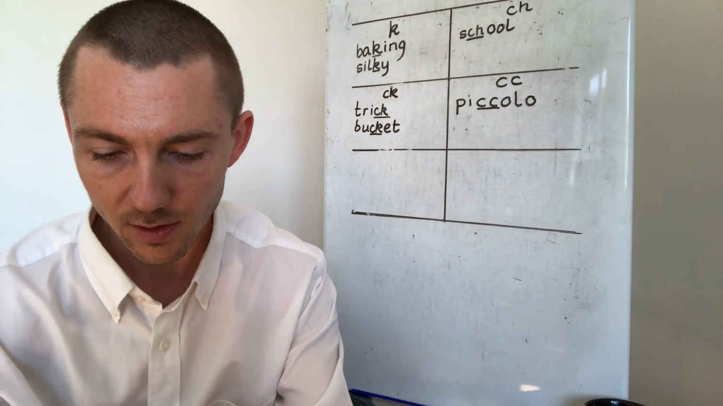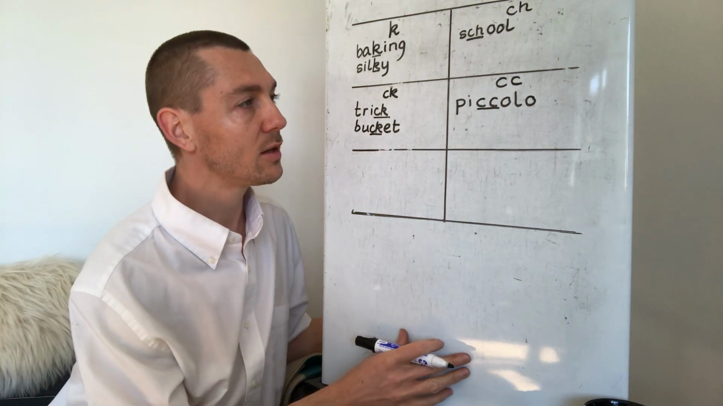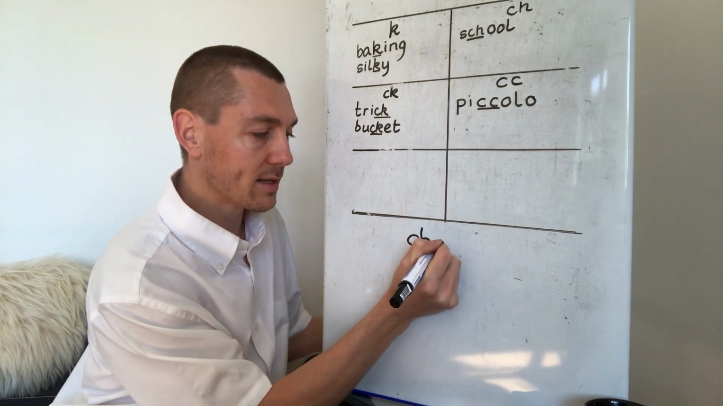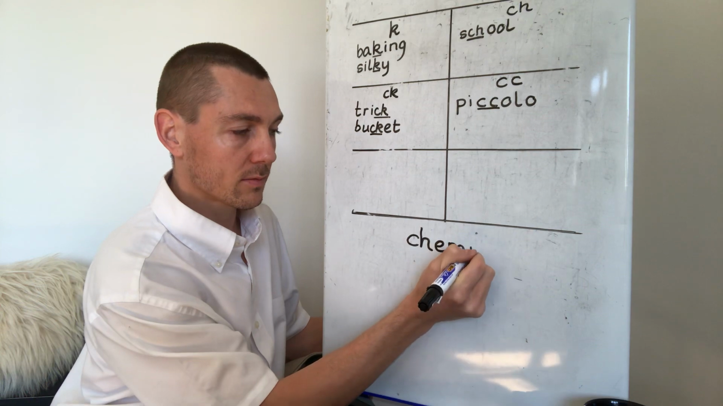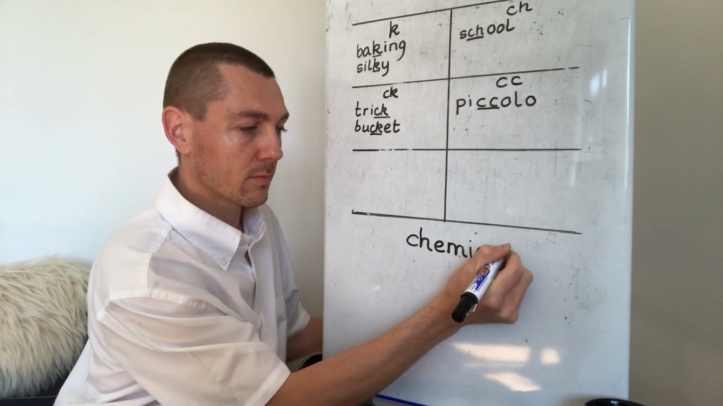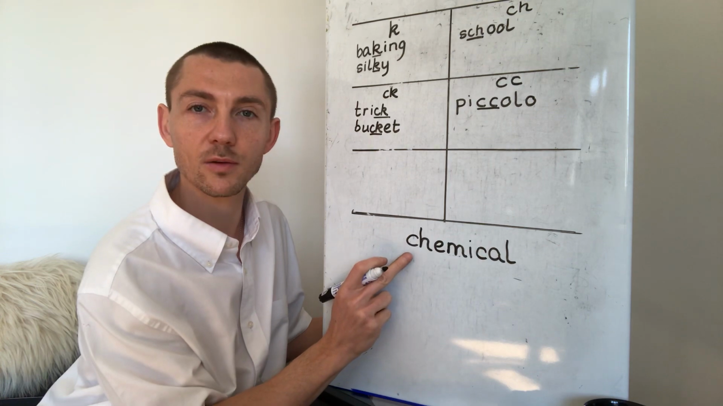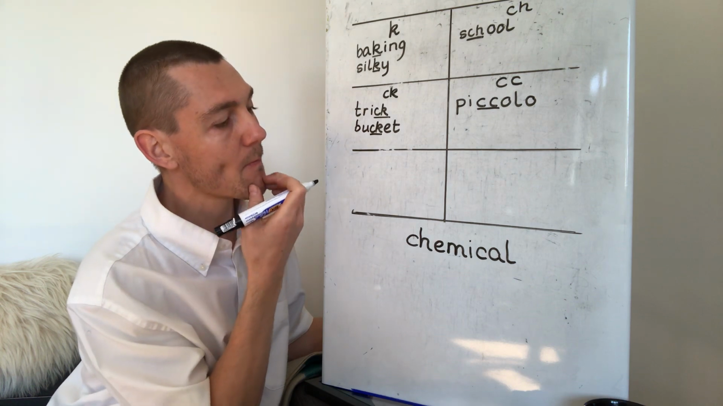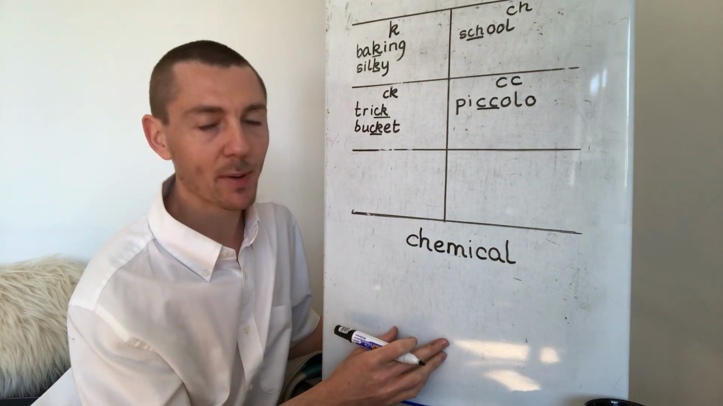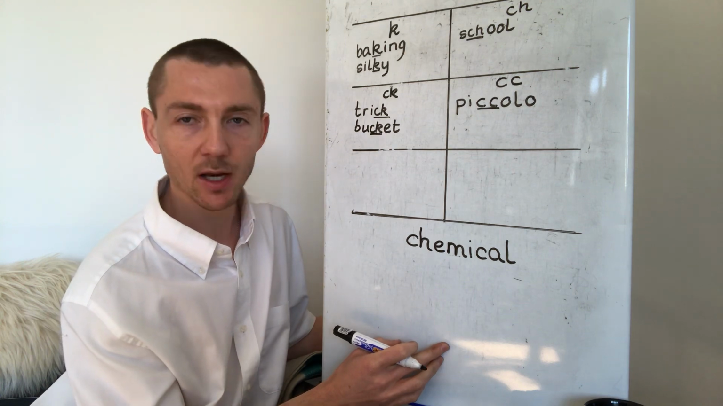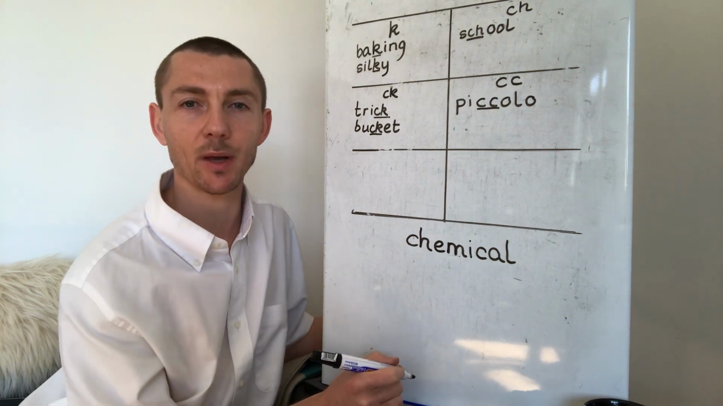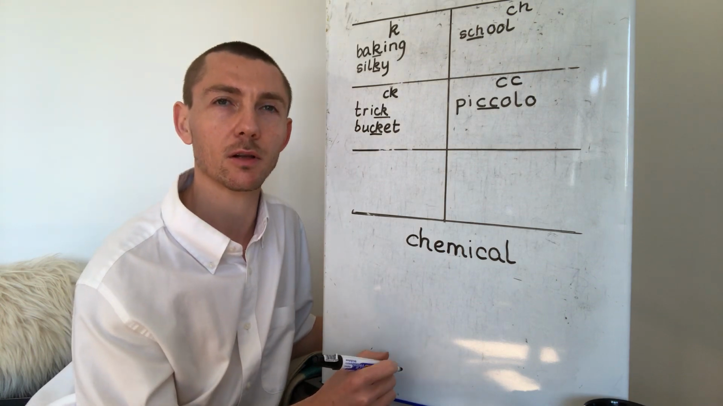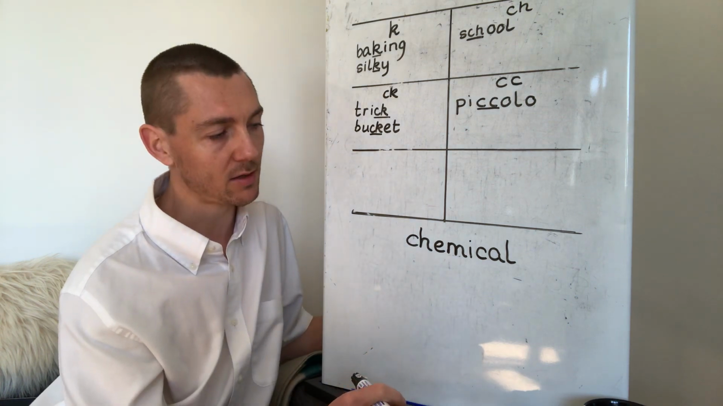Piccolo sounds quite musical, doesn't it? As a word as well. Piccolo. Okay, 3 syllables again. Let's have one, 2, 3. Chemical. Chemical. How many k sounds are there in chemical? K, e, m, i, k, o, u. There are 2 different k sounds, aren't there?